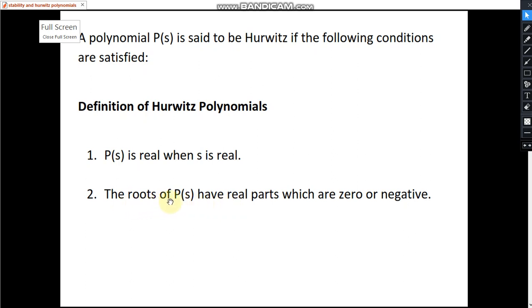If these roots are lying in the right half s-plane, then the polynomial will not be a Hurwitz polynomial. If any root on the j omega axis has multiplicity more than 1, if there are multiple roots on the j omega axis, then also the polynomial will not be Hurwitz. But it is not very easy to find the roots. The usefulness of finding out whether the polynomial is Hurwitz is there only if we can do it without finding the roots in case of higher order polynomials.